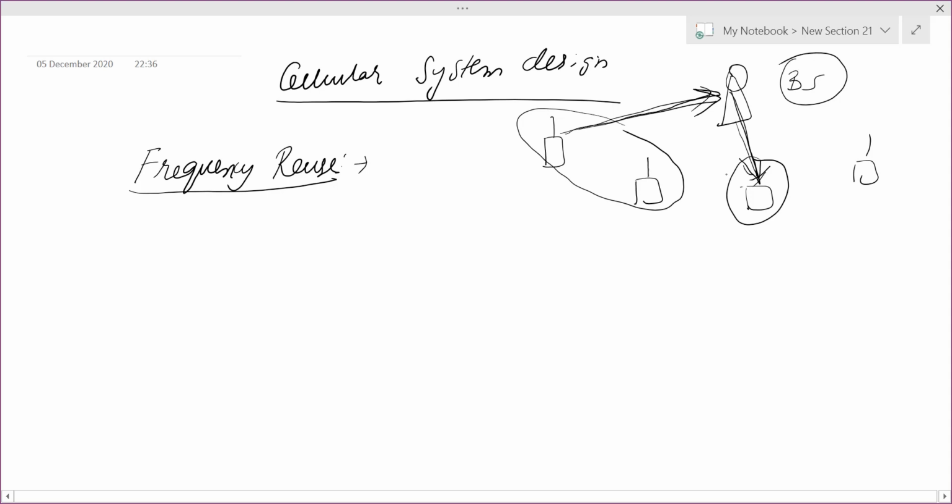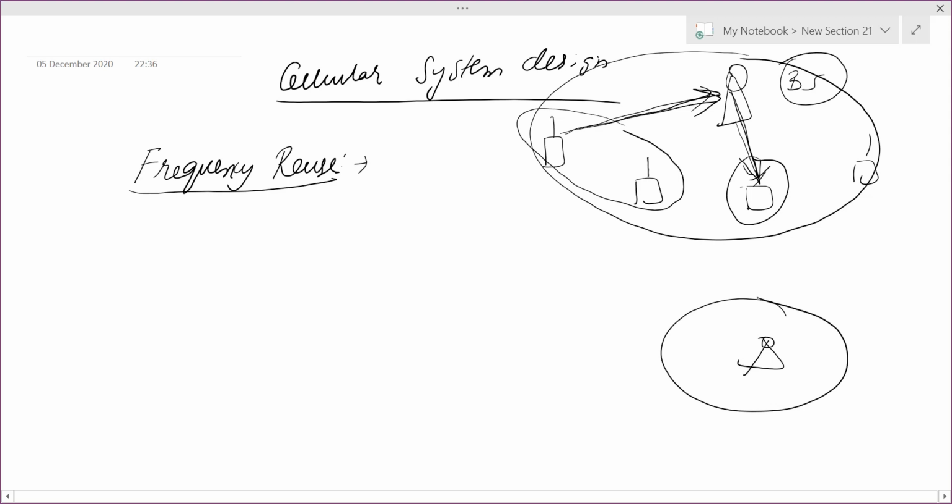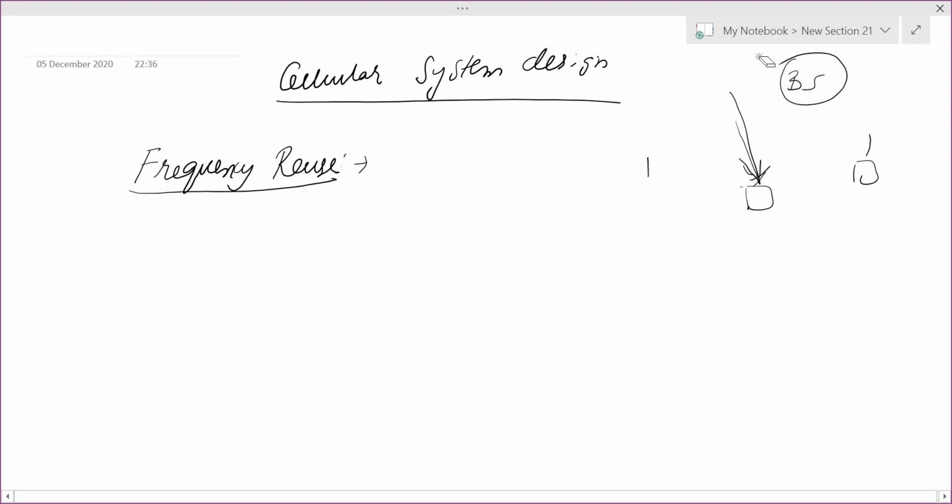Now the fundamental problem is that multiple users will communicate, right? So definitely you have to use different frequencies if they communicate simultaneously. If this is one area served by this base station, there will be another area here served by another base station, and you have limited frequency. If you give a different frequency to every area, to every user, then there will be scarcity of frequency. So now something called frequency reuse is done.